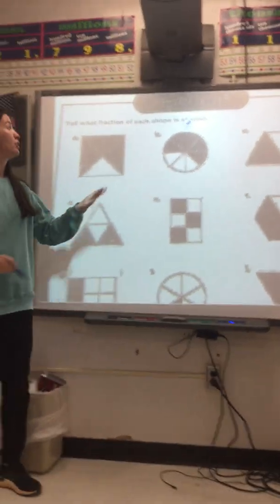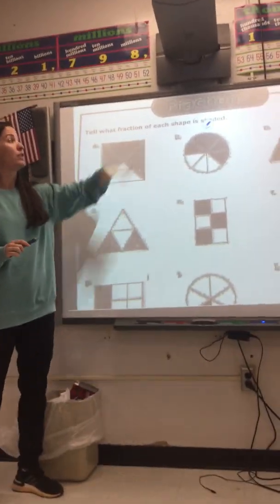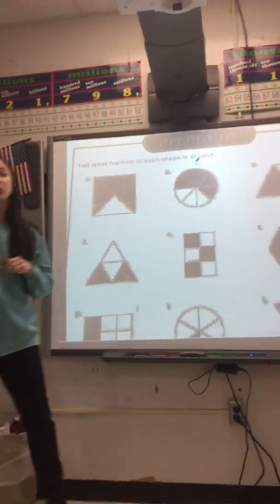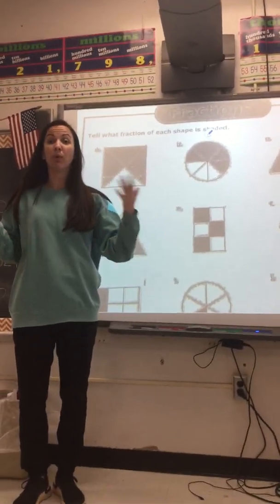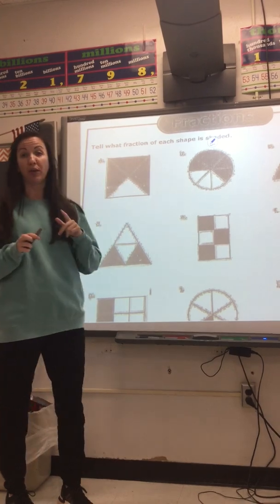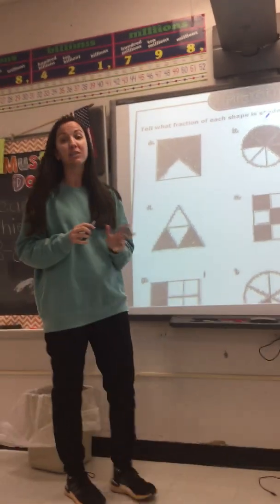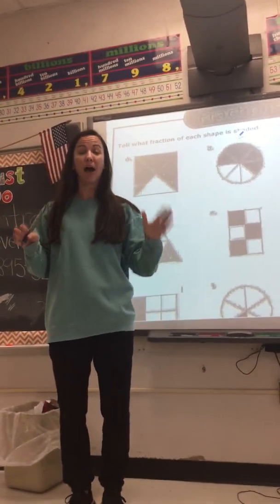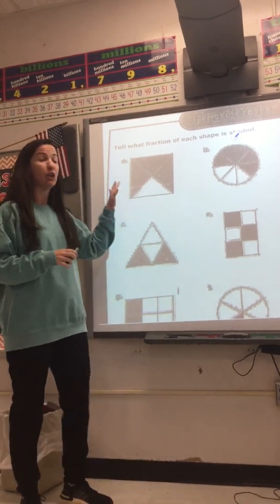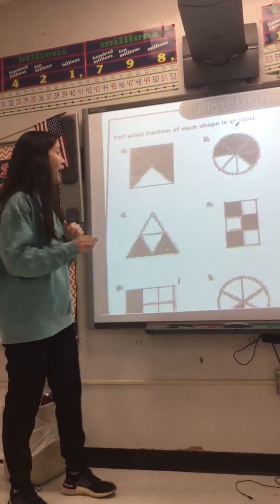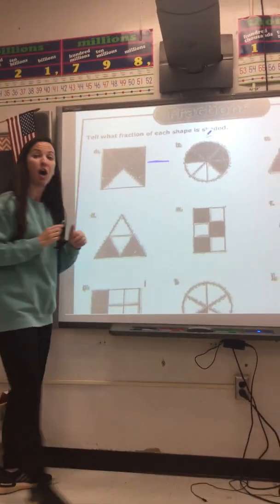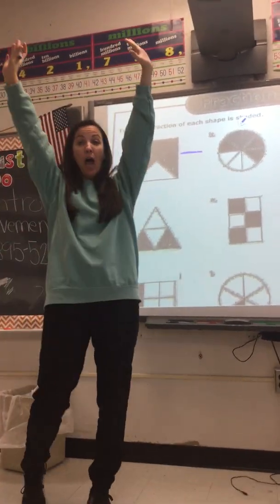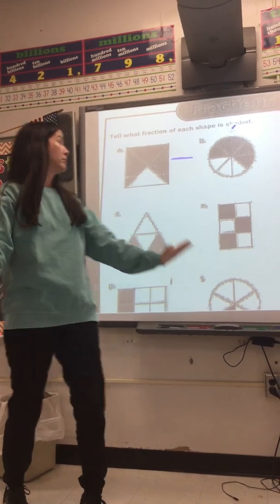All right, so the directions say tell what fraction of each shape is shaded. Boys and girls, that means let's label our picture. Let's go ahead and determine what fraction is shown here, okay? So we're going to do the first 6 together. I really want you to watch as precise steps, and you follow the same ones, okay? I know that this is going to be a fraction, so I'm going to go ahead and draw my line there because I know I have to have a top number and a bottom number.